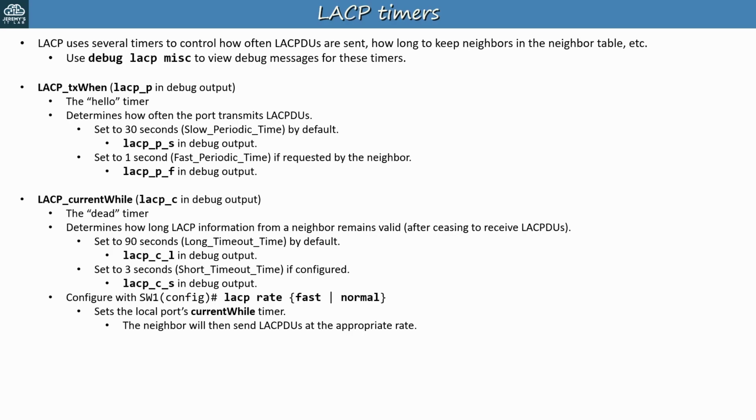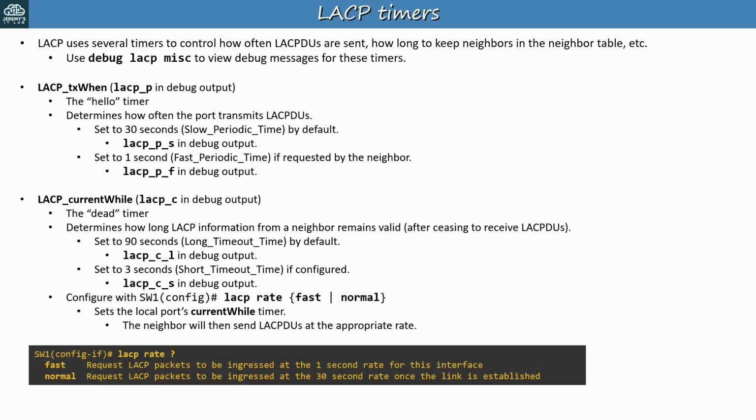This is an important point. If you configure lacp rate fast on a port, it doesn't mean that port will send hellos at the fast rate. It means the port will request fast hellos from the neighbor. Here's the command in IOS. Notice the descriptions. Fast says request LACP packets to be ingressed at the 1 second rate for this interface. So it means the port will request fast hellos from the neighbor.